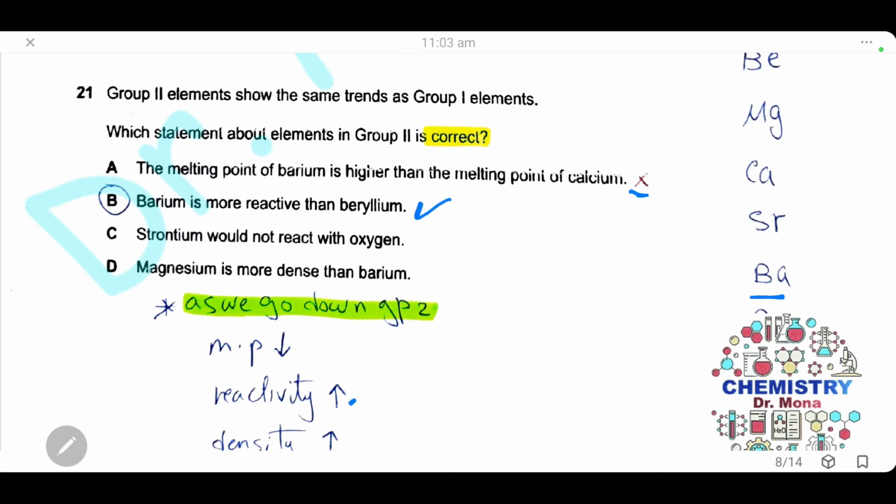C is also wrong because strontium wouldn't react with oxygen. This is incorrect. Strontium is more reactive than calcium, so it will react with oxygen. Magnesium is more dense than barium. This is wrong because we said that the density increases as we go down. So the answer will be B.